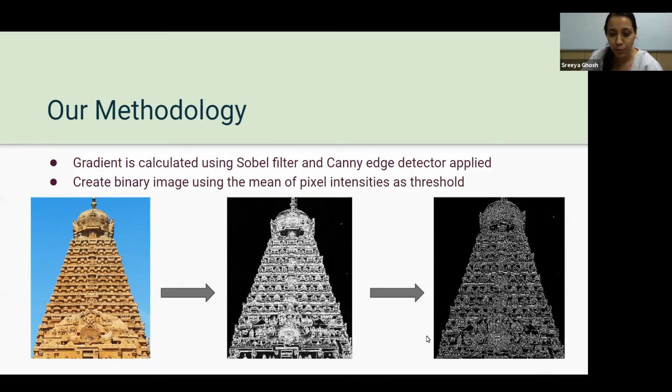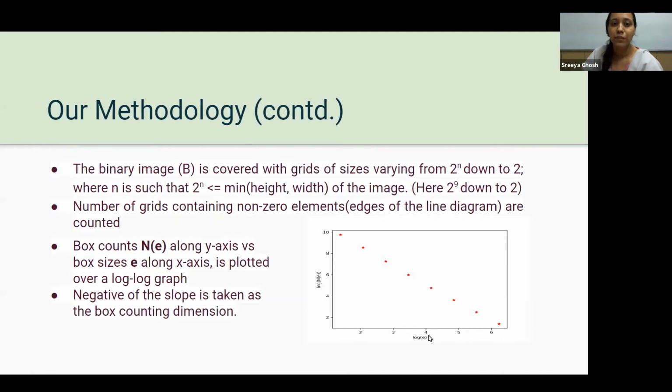To our binary image, we have applied the box counting algorithm. So the binary image is covered with grids of sizes 2 to the power n, and then we go on decreasing the size of the grid at each step till we go to 2. And as we said before, if we plot the number of boxes along the y-axis and the size of the box along the x-axis, then the negative of the slope is the box counting dimension.